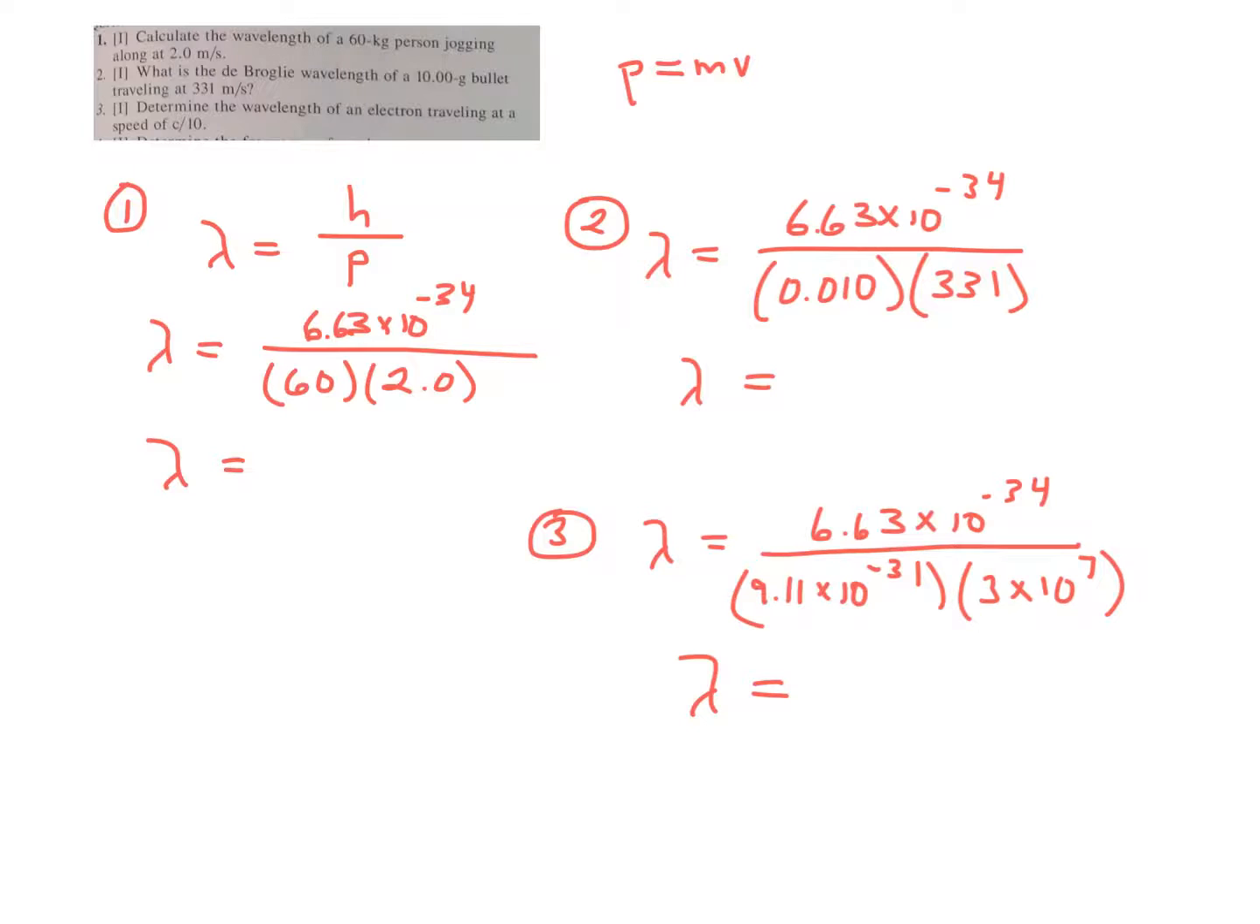Number two, you've got to watch the units here, the 10-gram bullet. You've got to get that in kilograms. That's 0.010 kilograms. The speed is good, 331 meters per second. Once again, just plug and chug to get the de Broglie wavelength. But numbers 1 and 2 will be pretty meaningless. Those wavelengths will be very, very small, won't have a whole lot of meaning.